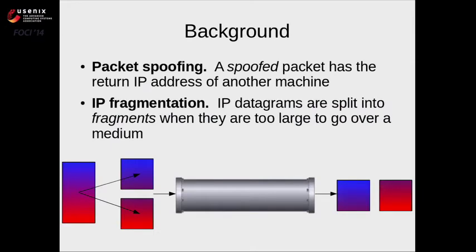So here's some background. There's a slight overlap with what I talked about earlier, if you saw that. But this technique also uses IP fragmentation. So packet spoofing, first of all, I think most people probably know what this is. This is just you send a packet with a return address other than yourself, some other machine on the internet. And again, IP fragmentation, this is if you have a datagram, you just split it up into chunks to send it over a thinner medium.